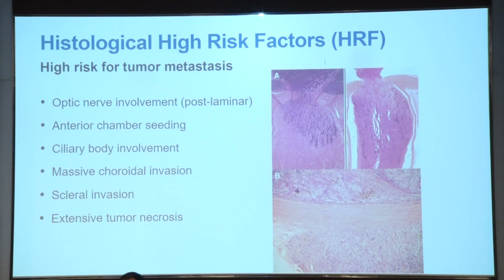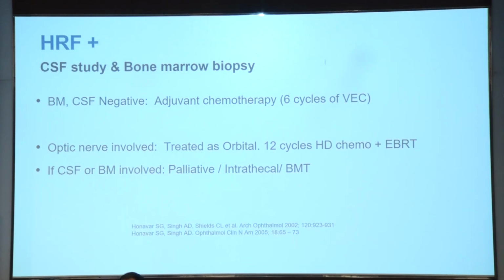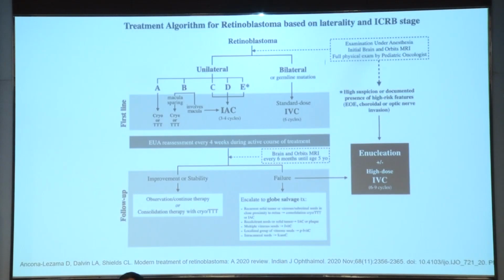All these patients, if they have this on histopathology of the enucleated eyeball, are more likely to have systemic metastasis. So if they have these, then you go in for bone marrow and CSF analysis and a systemic evaluation, and you have to give these patients adjuvant chemotherapy, which significantly reduces the risk of metastasis from 24% in an untreated patient to about 6% if you give adjuvant chemotherapy in these cases.